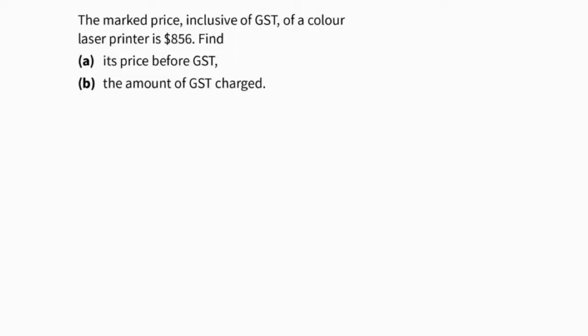Hello everyone, welcome to another video on how to solve math problems. We are given the marked price that includes GST, $856. So this is important. That means this $856 includes GST of 7%. So $856 is represented by 107%.